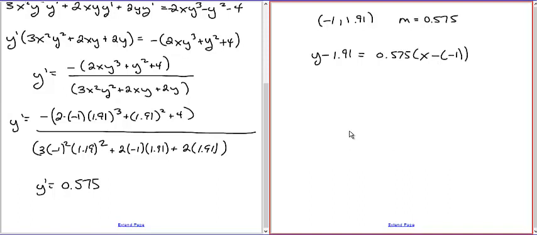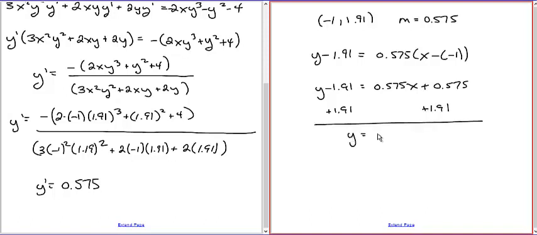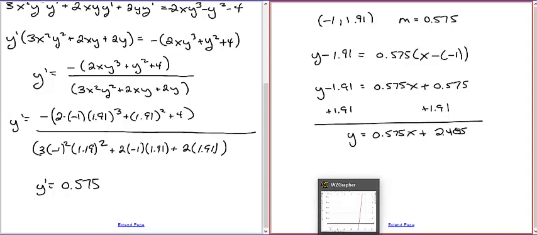So you get that. And if you distribute that slope to both terms, you get that plus, because this is minus times minus, and then you add 1.91 to both sides. And this is the equation for the tangent line to that relation. Okay, so there's the equation for the tangent line.